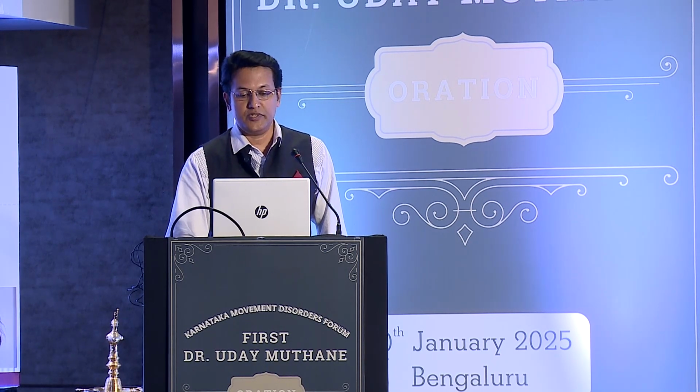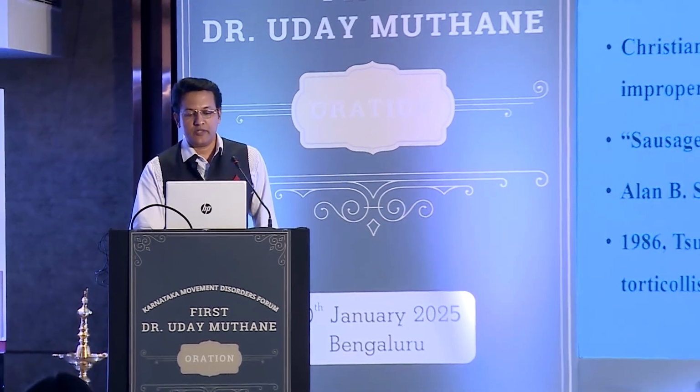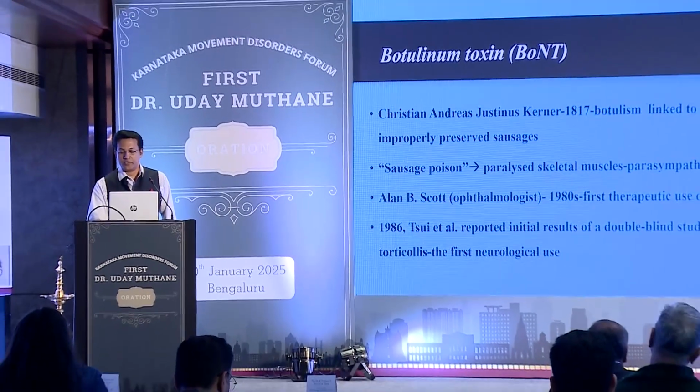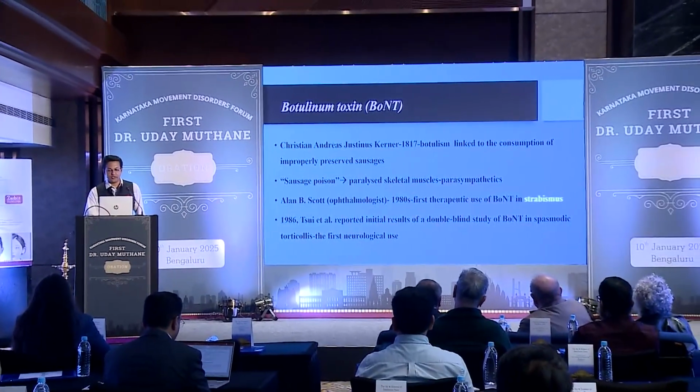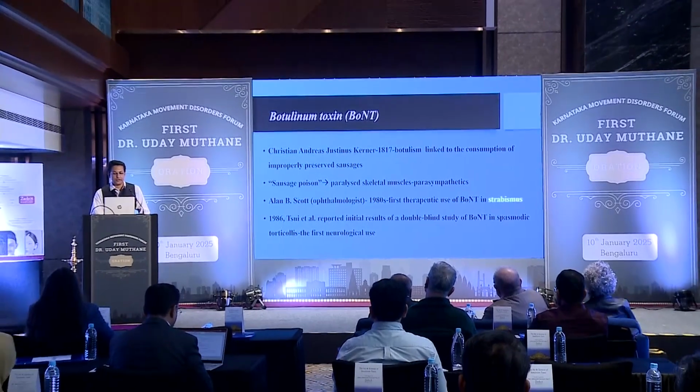Dr. Justinus Kerner was the first person who linked the consumption of improperly preserved sausages to botulism. This was published in 1870. He named this the sausage poison because it paralyzed the skeletal muscles and the parasympathetics. It was Dr. Alan Scott who, in 1980, first used it for strabismus. Then Tsui et al. reported initial results of a double-blind study of botulinum toxin in spasmodic torticollis. So initially it was basically used for cervical dystonia.